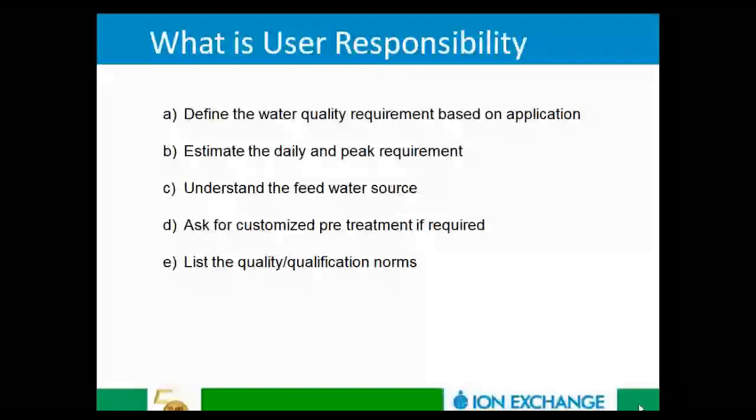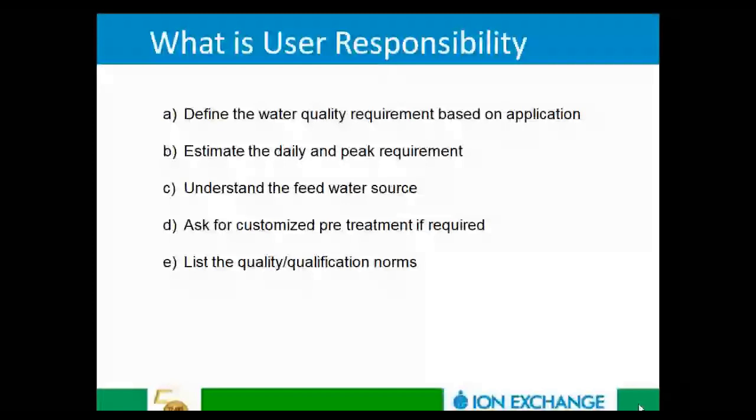For an HPLC at a lower gradient, he may use water with a higher TOC level. He may use a reagent grade water, but when he is working at a very low wavelength and looking at impurity profiling, he may require ultra pure water with very low TOC levels. So it is the user who has to define the water quality depending upon the sensitivity of the application. The next is he has to estimate his daily requirement and the peak requirement.